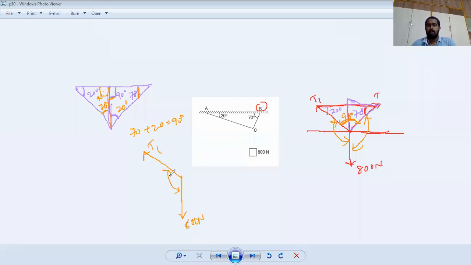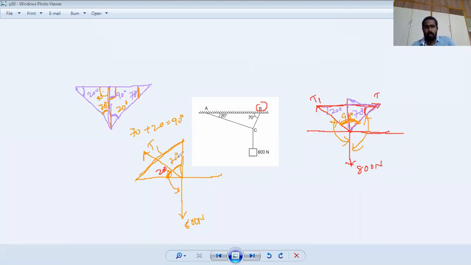Sir, there is 90 degrees between T1 and T2. Yeah, excellent. This angle we know. Now what is this angle? 70 degrees, sir. Super. Let us consider this is a right angle triangle. If here the angle is 70, what is the remaining angle? 20 degrees, sir. Super.